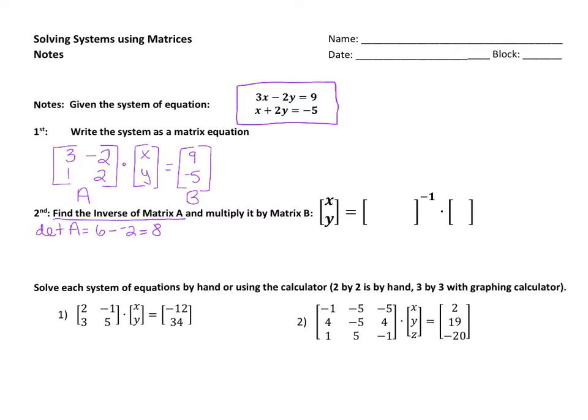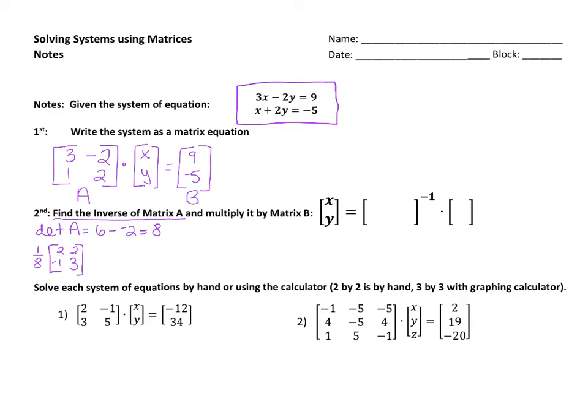Now, when I find the inverse of matrix A, I always do 1 over the determinant times, I'm going to switch my A and D, so the 2 and 3 are going to switch, and then the B and C are going to become the opposite sign. So my 1 was positive, so it's going to become negative. My 2 was negative, so it's going to become positive. Now, before I had you multiply through by the 1/8, but for right now, we're going to leave it like this.